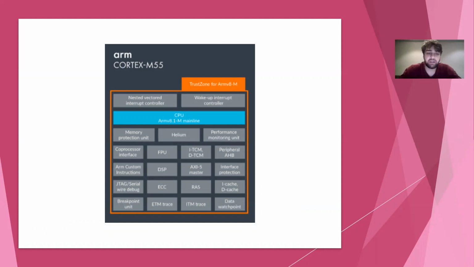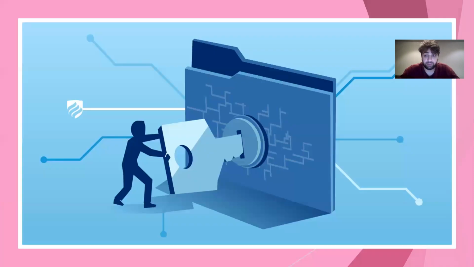Now let's talk about ARM Cortex M55 security. ARM TrustZone technology is supported in the Cortex M55 processor, reducing the potential for software-based attacks by isolating the critical information from the rest of the application.